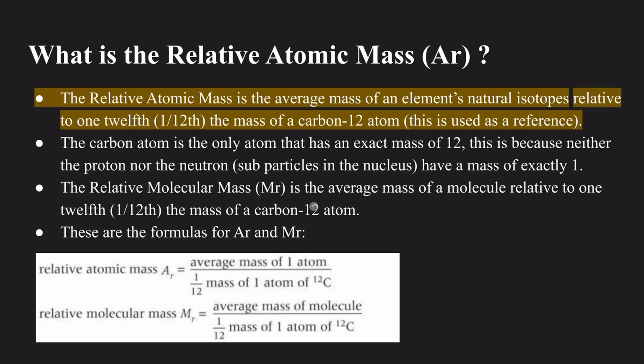And then the relative molecular mass is the average mass of a molecule relative to 1/12 the mass of a carbon-12 atom. The way we find the relative molecular mass is we find the relative atomic mass of all the atoms in a molecule, because ultimately a molecule is a group of atoms held together by covalent bonds. And again, these atoms in the molecule may also be isotopes. So we have to calculate the average mass of the molecule and then compare that to 1/12 the mass of a carbon-12 atom, because the carbon-12 atom, as we mentioned above, is the reference from which the mass of all other atoms is derived. And here are the formulas for AR and MR, or relative atomic mass and relative molecular mass, down here.